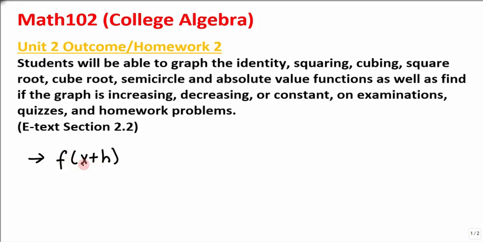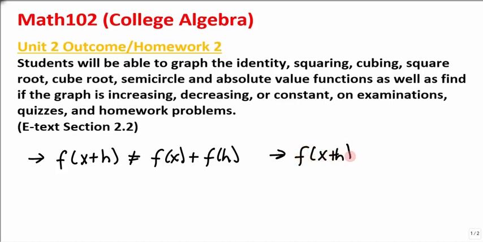F of x plus h means everywhere I see my variable, I can plug in an x plus h. It does not mean that I can distribute the f to the x plus h or to the binomial following it. So f of x plus h does not mean to take the f and distribute it. It means everywhere I see a variable, I'll plug in an x plus h. It also doesn't mean that I can distribute the f toward any part of this. So again, it doesn't mean to multiply and distribute. It does not mean I can go ahead and take this f and multiply it by the x and then add h or anything like that.